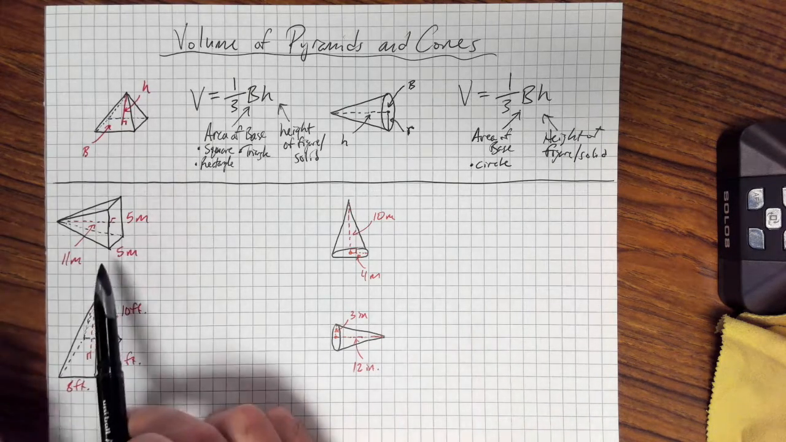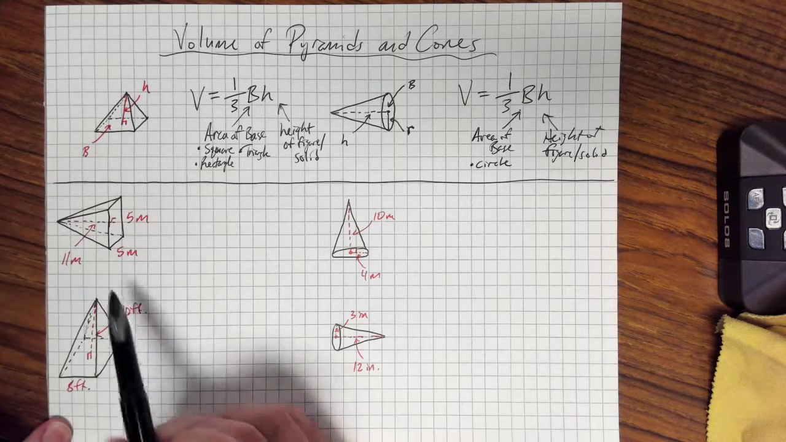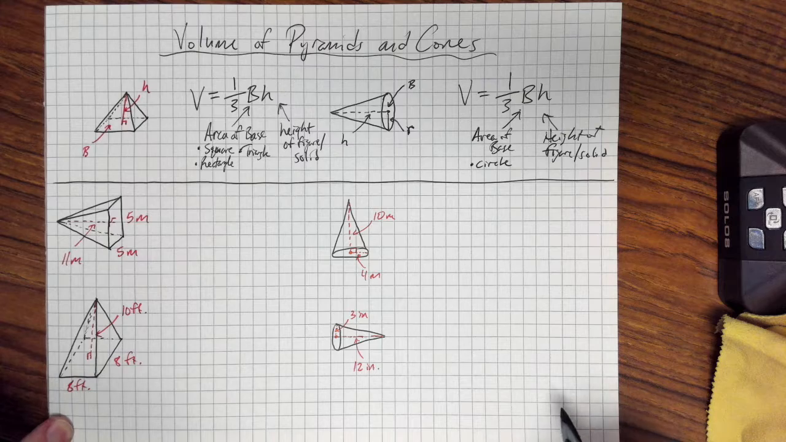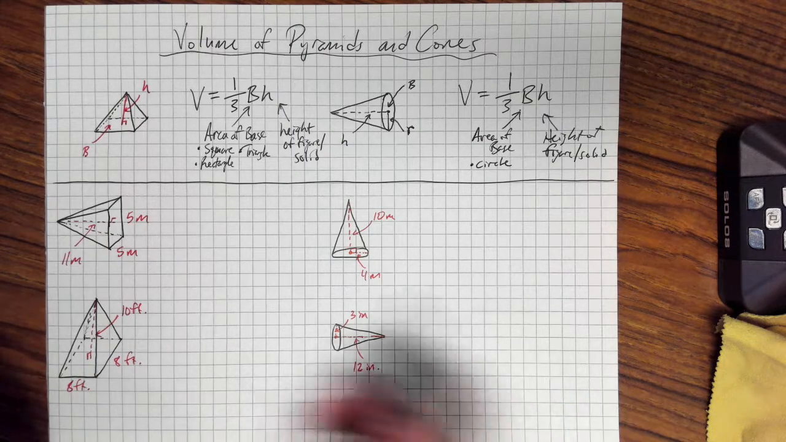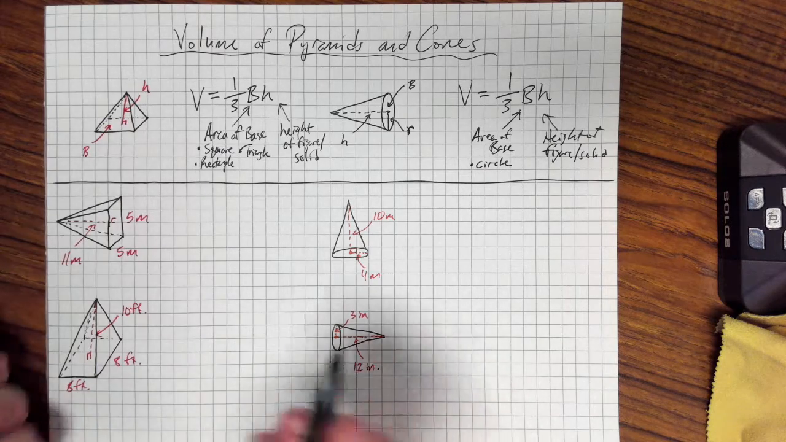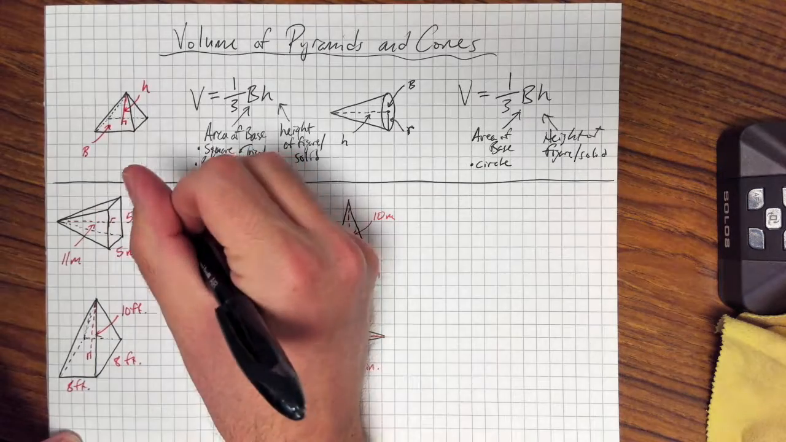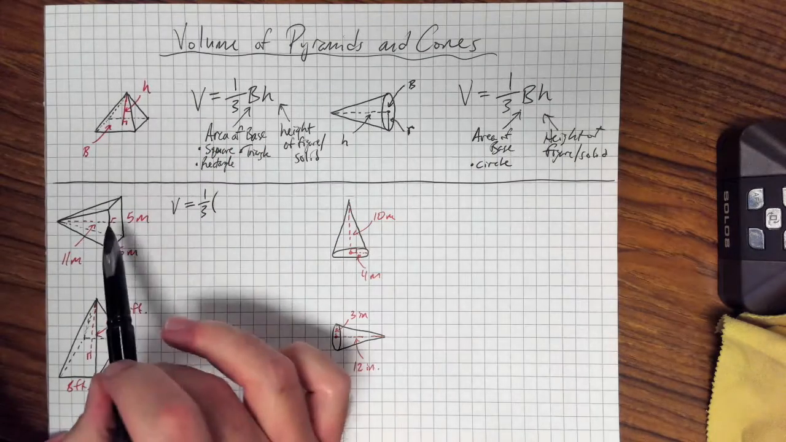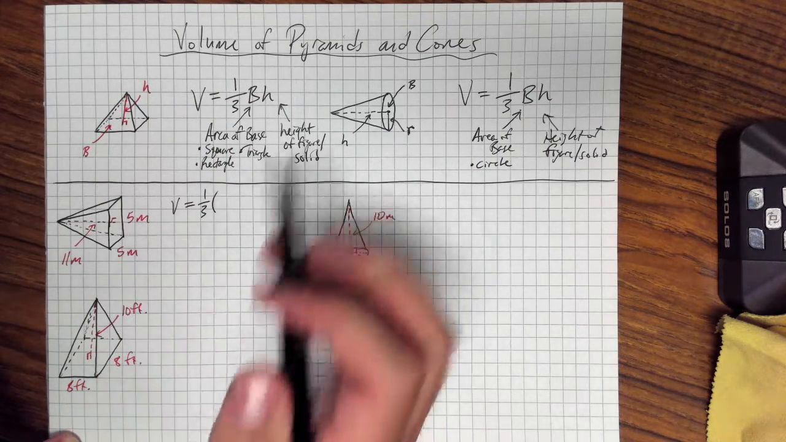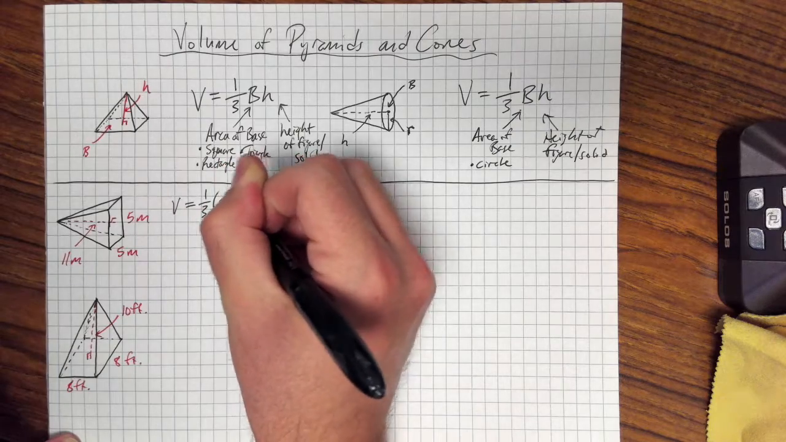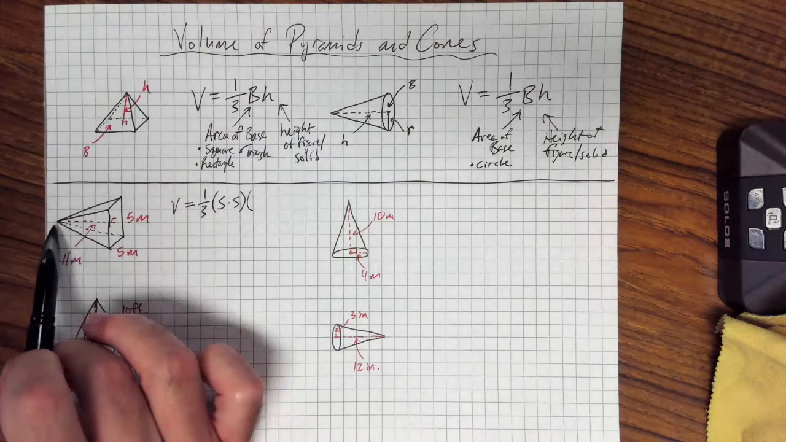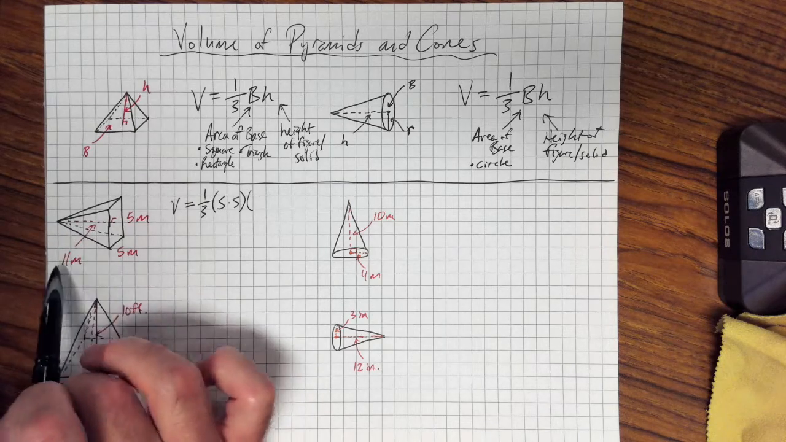Let's try some problems real quick. For the pyramid, these are both square pyramids, which is really what I will end up giving you on the test, is square pyramids. So, for this, we need the volume formula, 1/3 times the area of the base. The base is a square, so we would do 5 times 5, times the height of the pyramid. So from the tip straight down the center is 11.